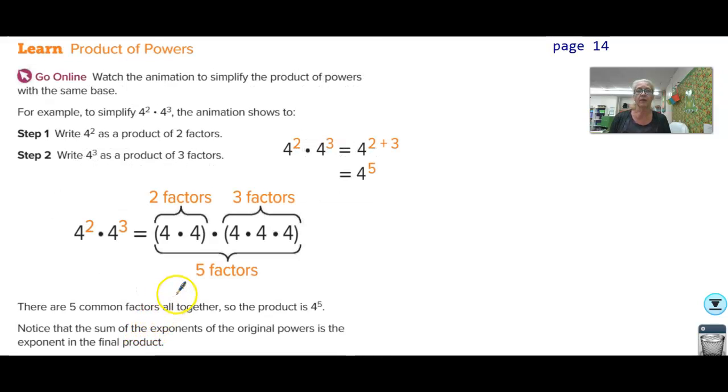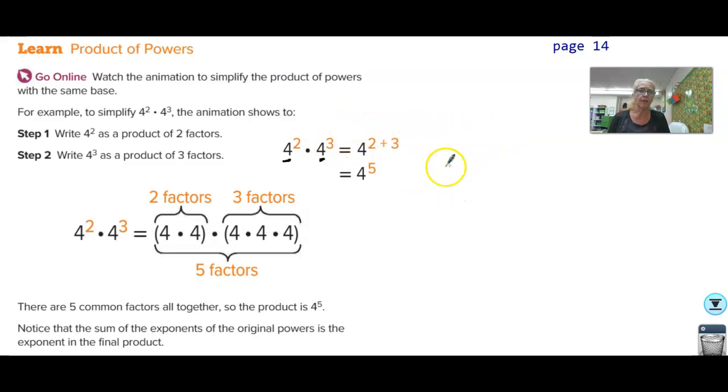Next, there's a rule called the product of powers property. That's a lot to say. What it means is if you're multiplying two numbers that have like bases, like for example, this 4 to the second power and 4 to the third power, because the bases are the same, when you multiply these two numbers together, the product of powers property says you can add the exponents.